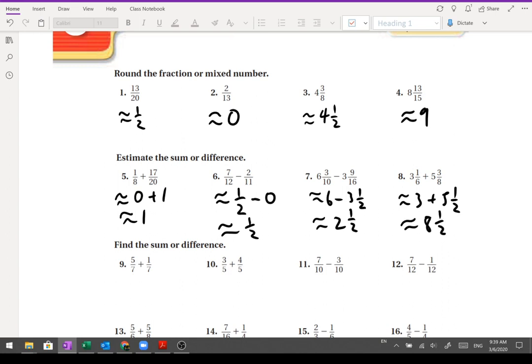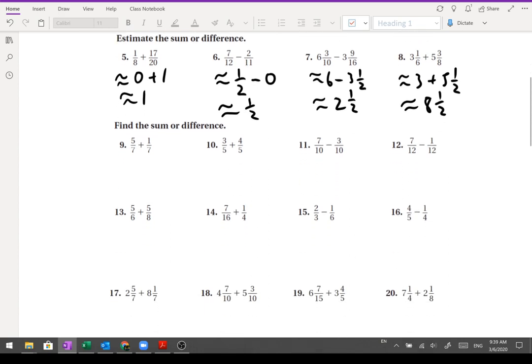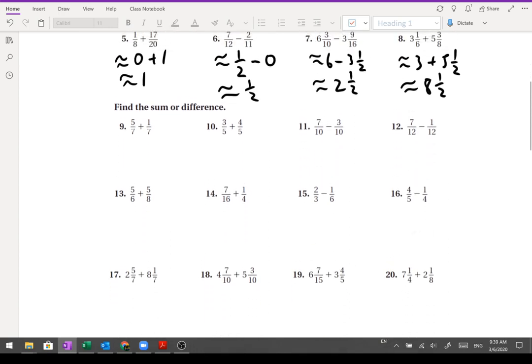Okay, then we have find the sum or difference. So the first four are fairly simple. They have the same denominator, so all we have to do is add them together. So this one is equal to 6 out of 7. Then for question 10, that's equal to 3 plus 4 is 7 over 5. And then we have to change that into a mixed number. That's 1 and 2 out of 5.